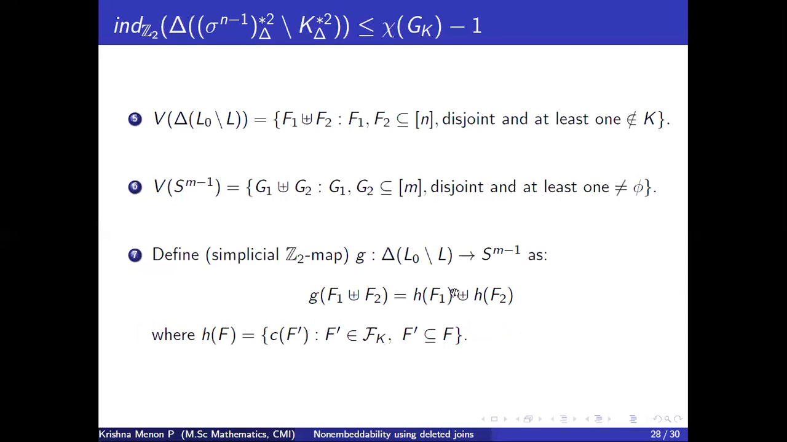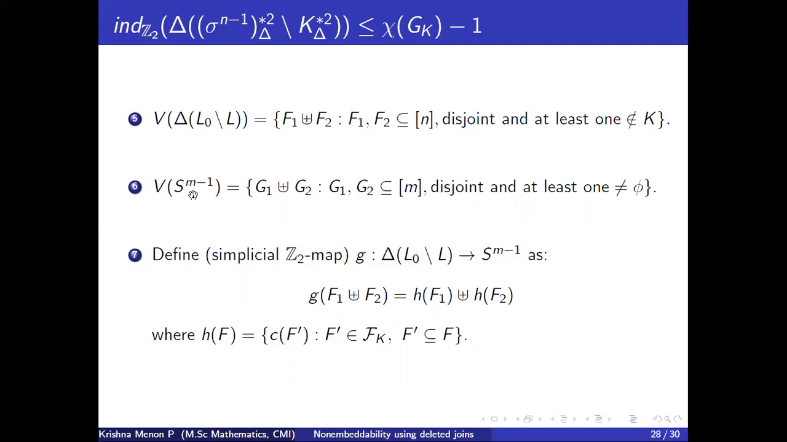Okay. So now the vertex set of this complex is just the non-empty sets in L0 minus L, right? And remembering the definitions of L0 and L, you can see that this is the vertex set. There are again two copies of N. You have to choose disjoint sets from each, and at least one should not be in K, because you don't want it to be an element of the deleted join of K.